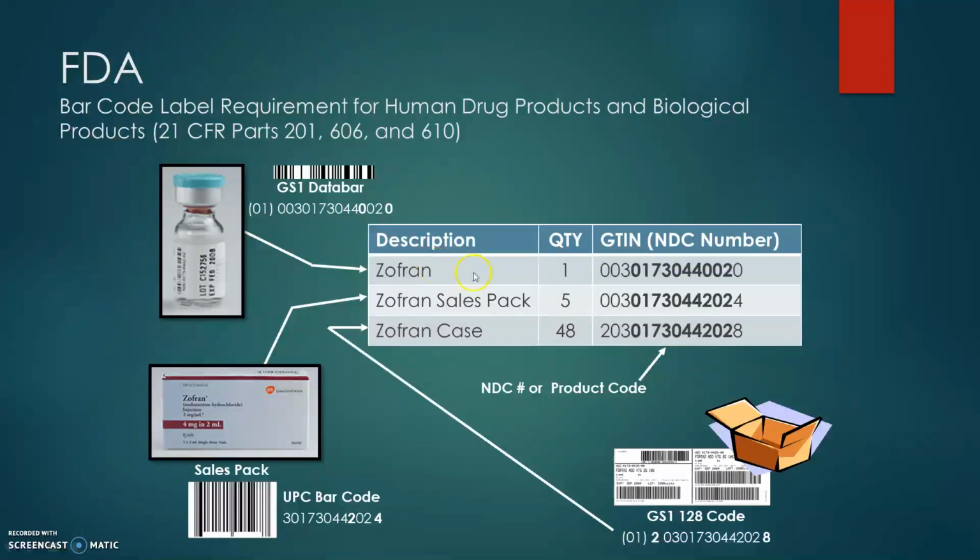And then the 002 is how much it is, the specifics. So, for example, the 024 is the 5, or the 028 is for the 48 of them in a pack. NDC numbers, they do not change.